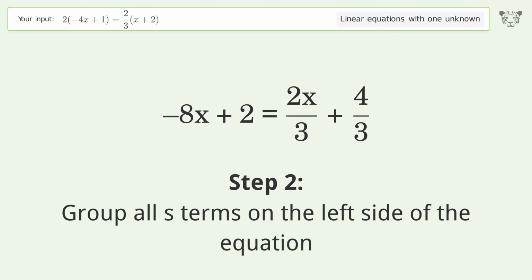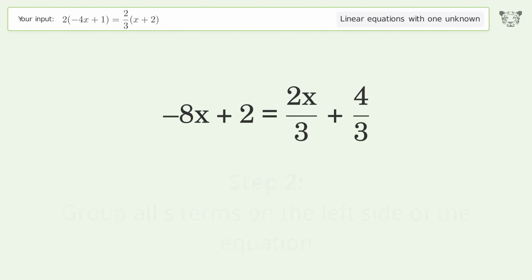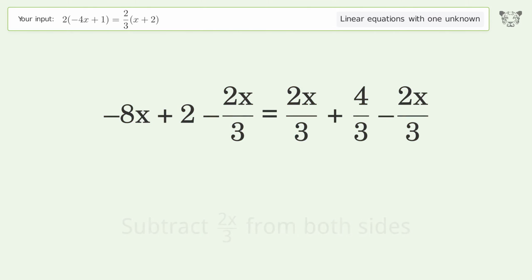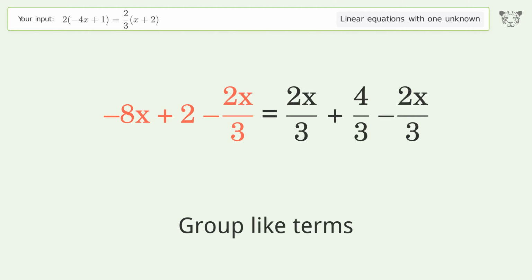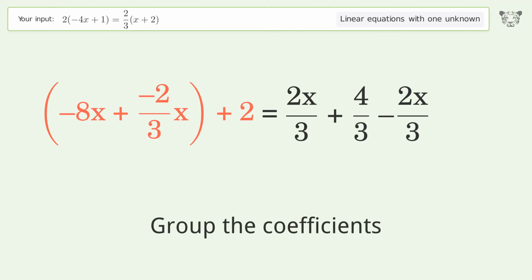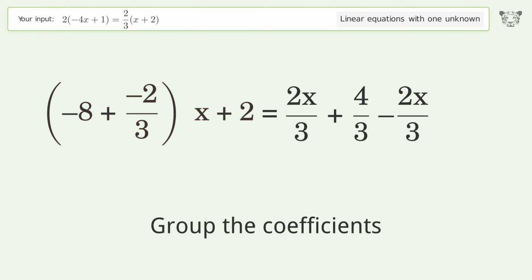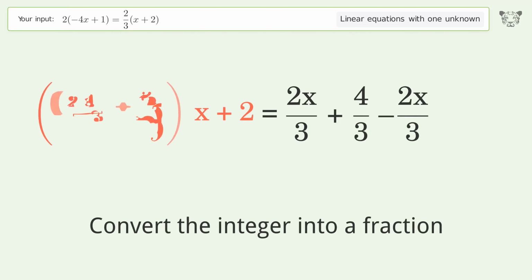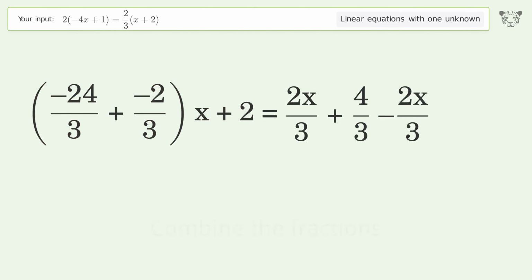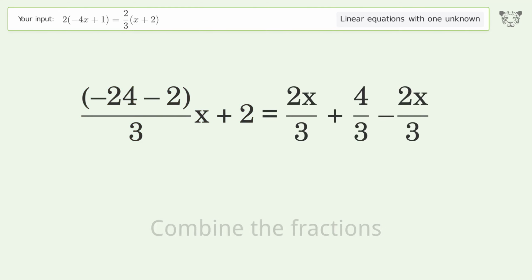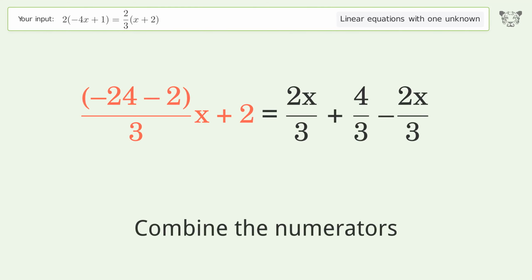Group all x terms on the left side of the equation. Subtract 2x over 3 from both sides. Group like terms. Group the coefficients. Convert the integer into a fraction. Combine the fractions. Combine the numerators.